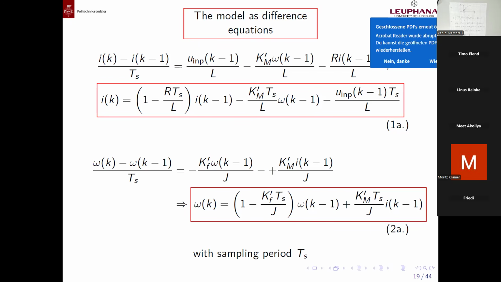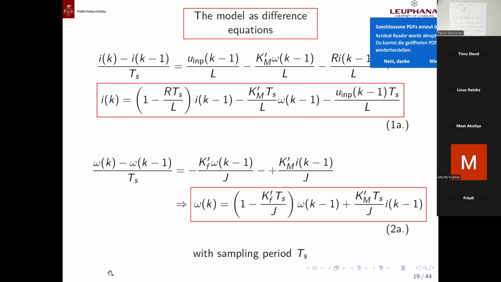Very important to notice here that now the current and omega depend again on current and omega, the previous current and previous omega, as here, no? The current at time k, let me say now, depends on the current before, omega before, and input before. Of course, we can represent it also in different form. Let me go ahead here. Very important to notice that now we have a Ts, which is inside the equations.